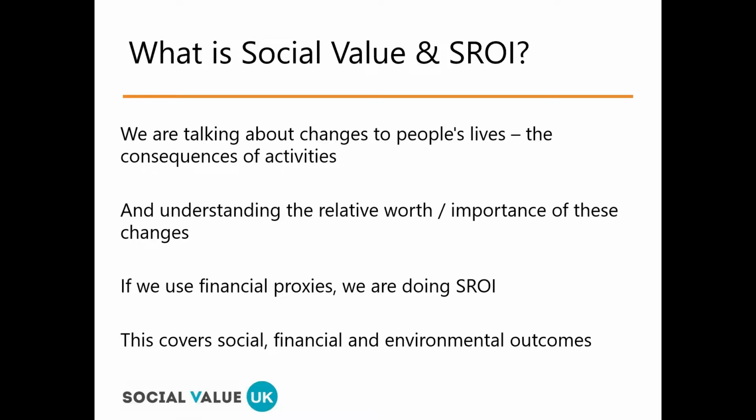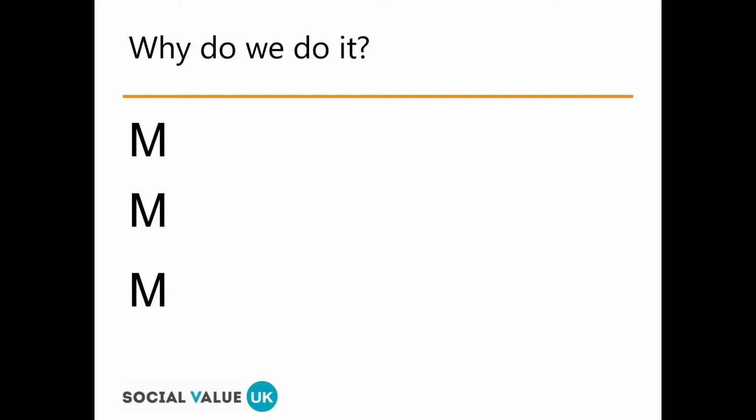And again, if we use the language of money, we're talking about financial proxies or approximations. We can do social return on investment, where the value of changes experienced by people can be compared to the value of the investments or the inputs that are required, those financial and non-financial resources. Social value, importantly, does cover social, financial, and environmental outcomes. If we can identify a change to people, then we can do social value. We can understand the change, we can understand the extent of change, we can also understand the value of those changes. And that can really help us to identify where we can create most value through our activities.